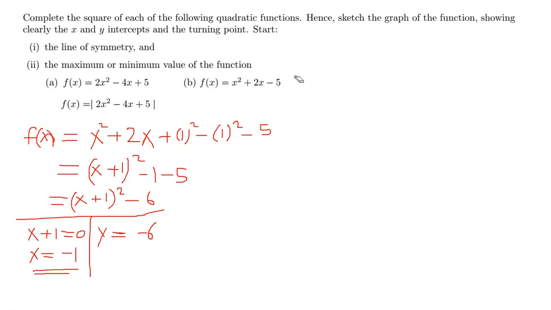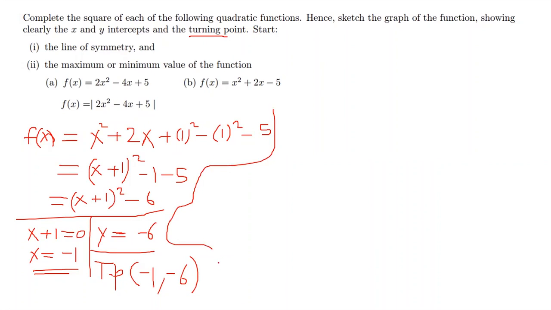In other words, actually it has even been asked here that we should find the turning point. The turning point is found by equating what is in the brackets there to 0 and then finding the value of x. So meaning it's negative 1, comma, what is outside there, which is negative 6. So negative 1, comma, negative 6 is the turning point. So let us now quickly move on to finding the x and the y-intercept.